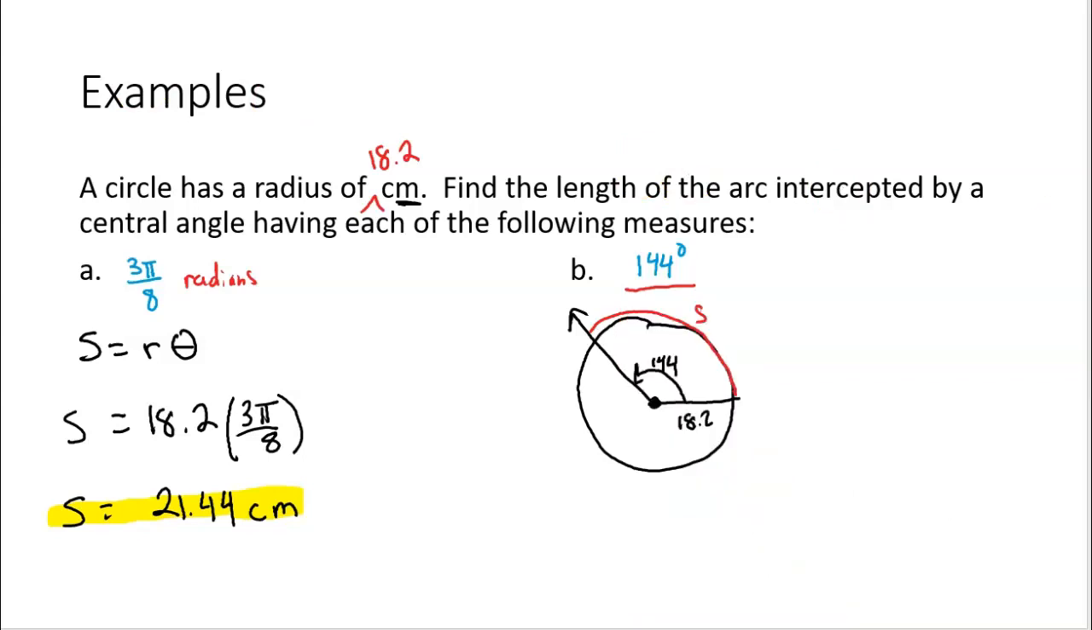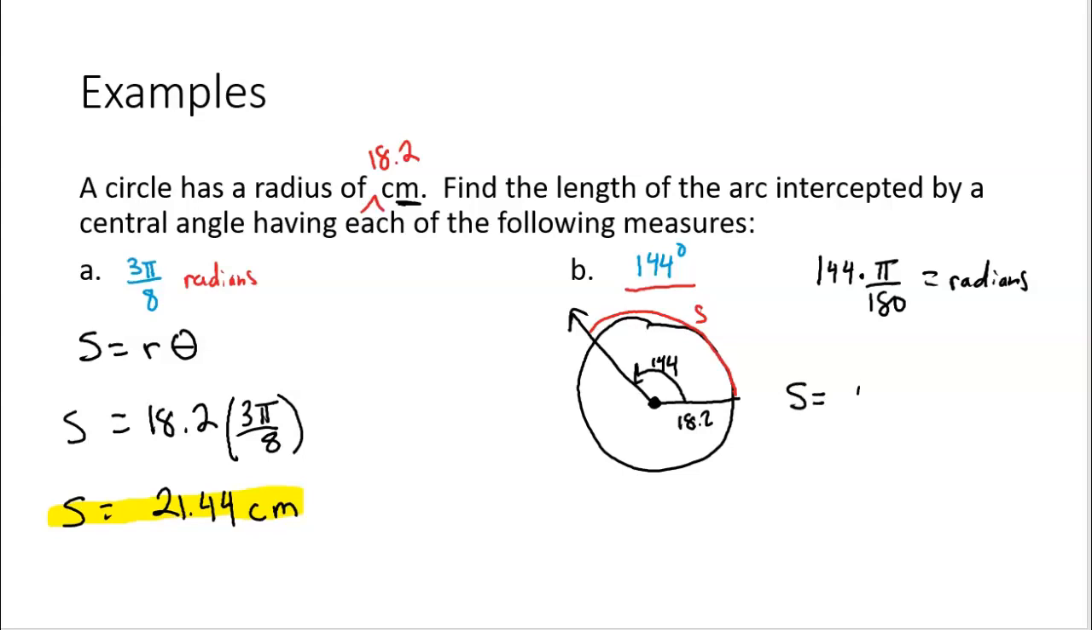So the first thing I'm going to do is convert. I'm going to say 144 times pi over 180. This will give me radians. Now I'm going to be plugging it into a calculator to begin with, so I don't necessarily need to simplify my fraction. Okay, so this is now my new radians.